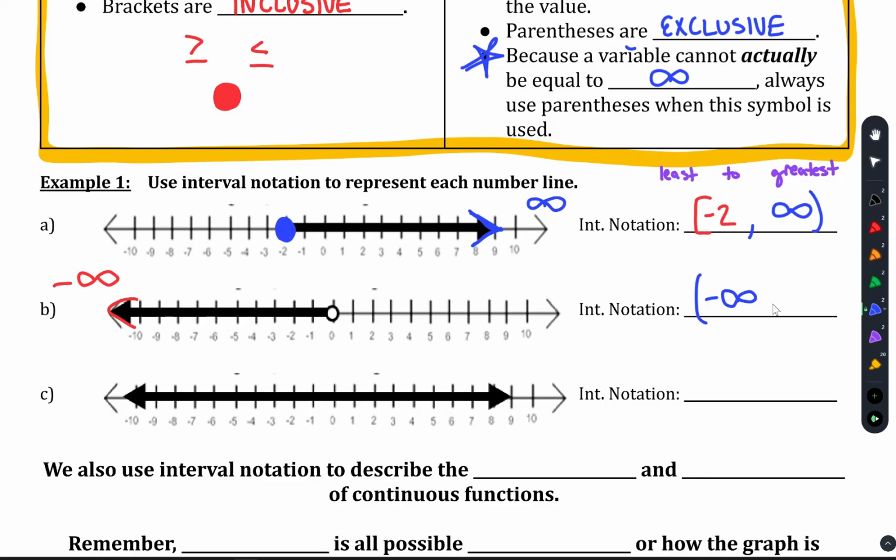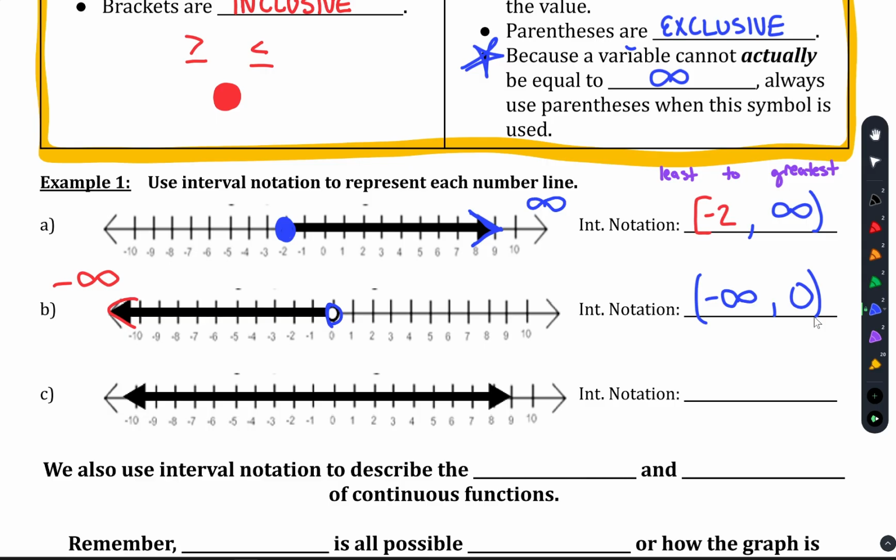And then I'm going to figure out what's the biggest number that this can reach. And I see that we're stopping at 0. And that's an open circle. So what do you think? We're going to have a bracket or a parenthesis? Parenthesis. Perfect, because we're not including that 0. So these look like coordinate points, right? We've got a bottom number, we have a top number, there's a comma in the middle. They look like coordinates. They're not coordinates.